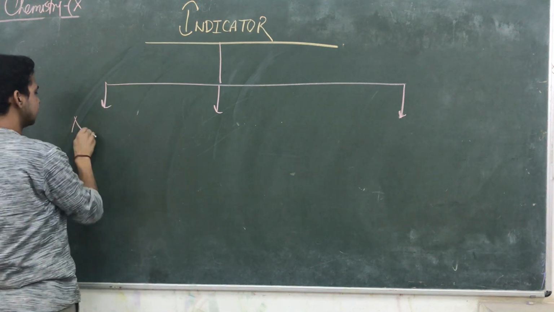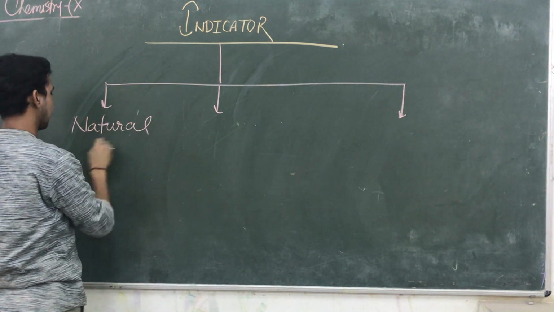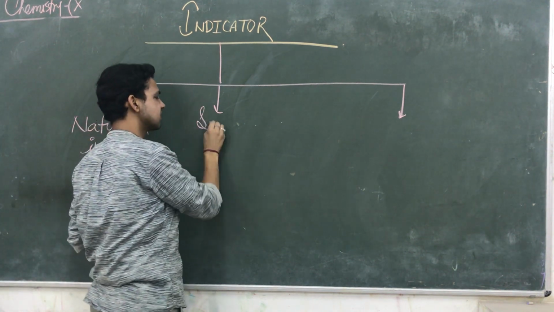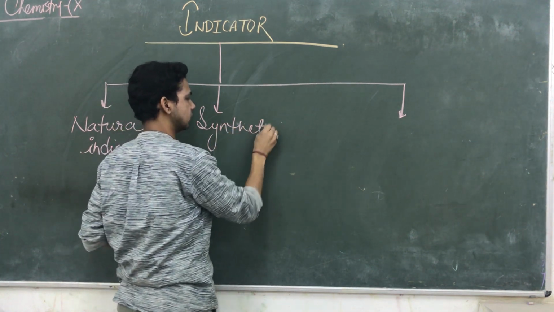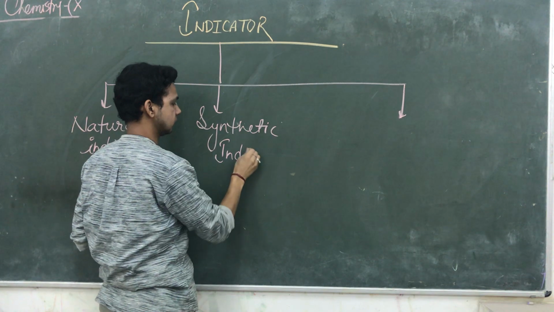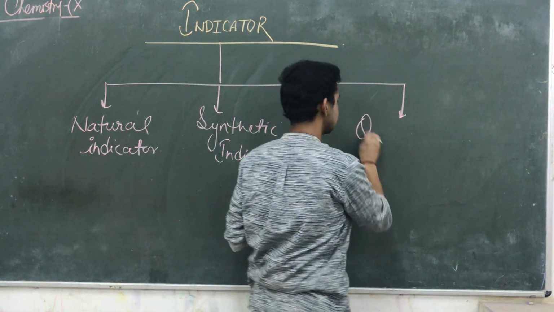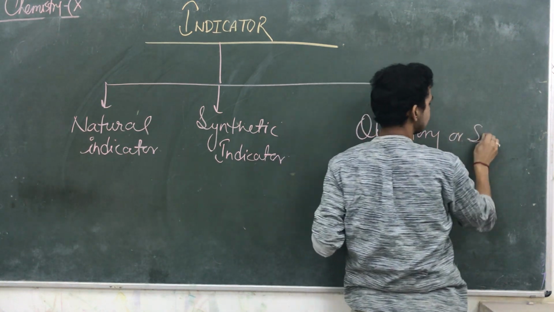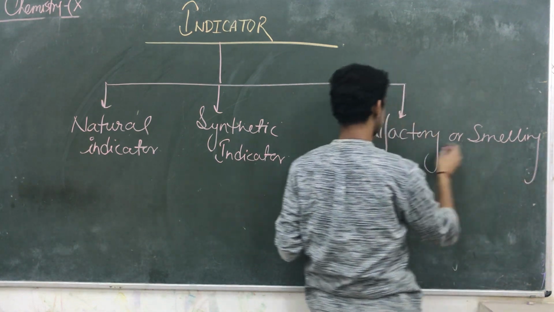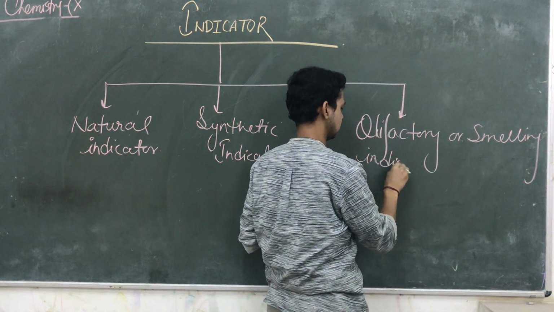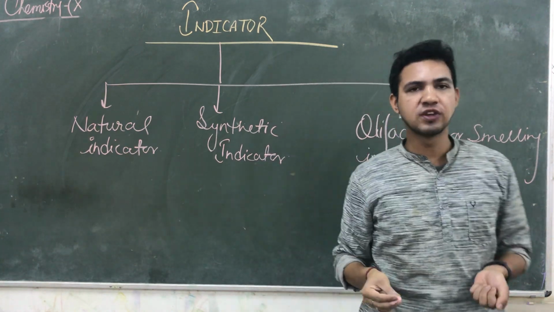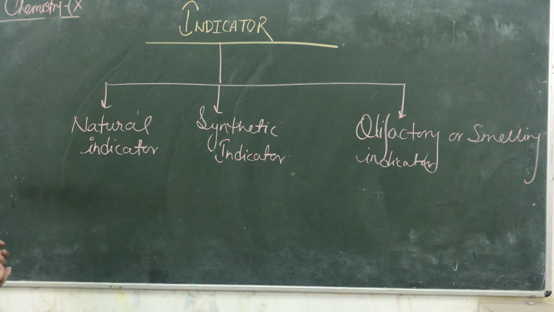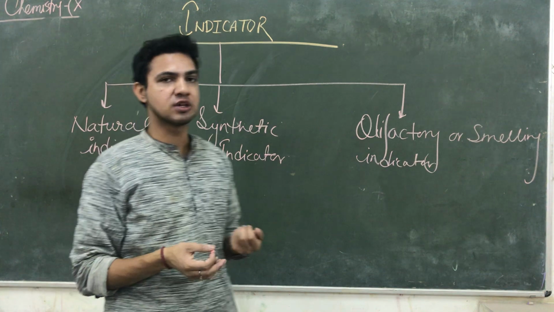First of all, it is known as the natural indicator. The next one is known as the synthetic indicator. And the last one is the olfactory or smelling indicator. On the basis of their properties, the indicator is classified into three types: the first one is the natural indicator, another one is the synthetic indicator, and the third one is the olfactory or smelling indicator.